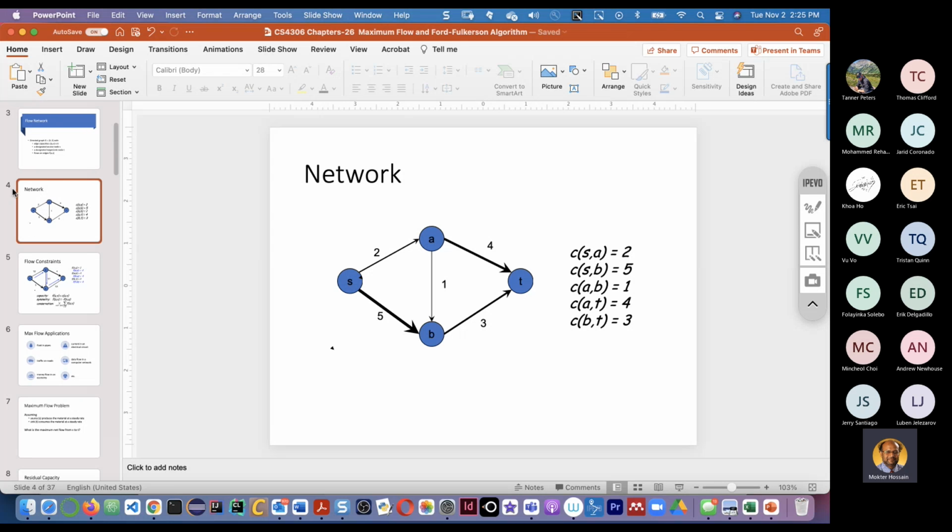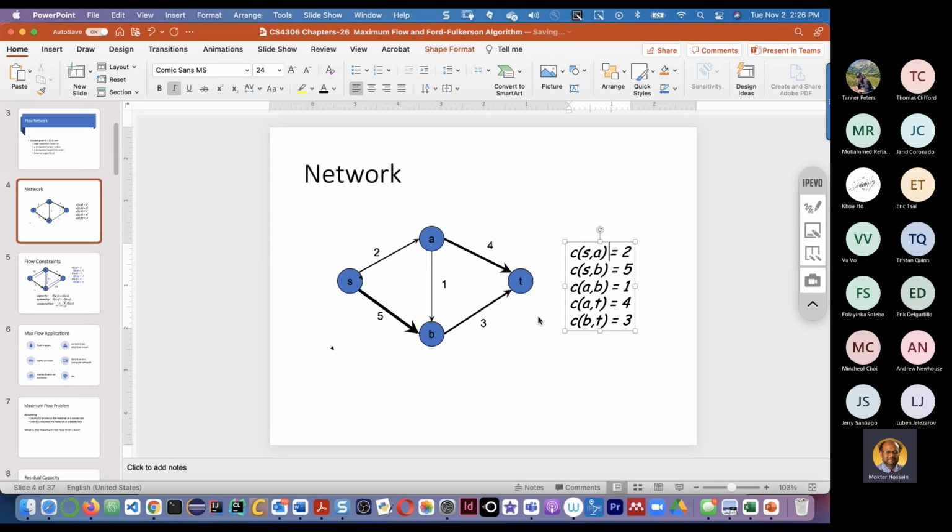From S to A, capacity is 2 units. From S to B, capacity is 5 units. From A to B, capacity is 1 unit. From A to T, capacity is 4 units. And from B to T, capacity is 3 units. And these are straightforward.